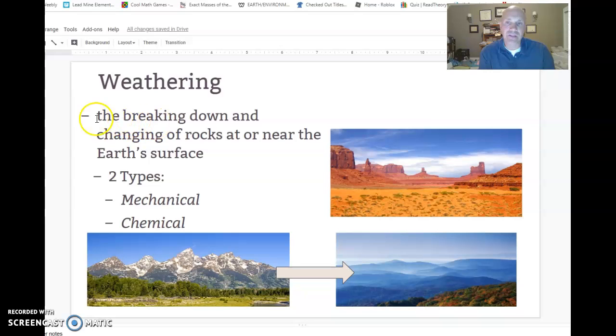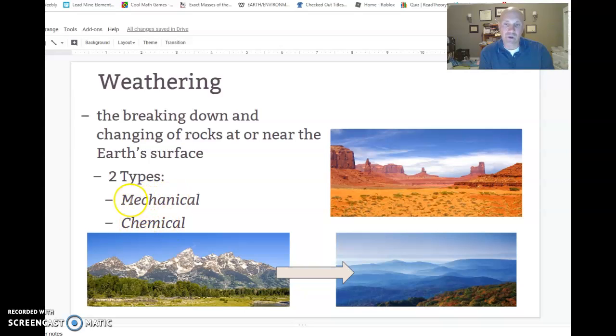What makes the difference between weathering and erosion is that weathering is just the breaking down of rocks into essentially smaller rocks, and erosion is when those rocks get carried away somehow. Weathering is the breaking down and changing of rocks at or near the Earth's surface. There are two major types of weathering: mechanical and chemical.